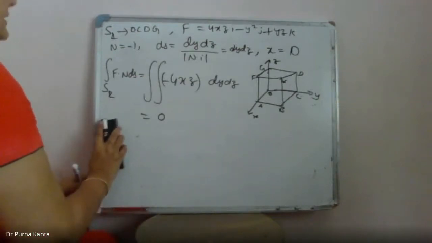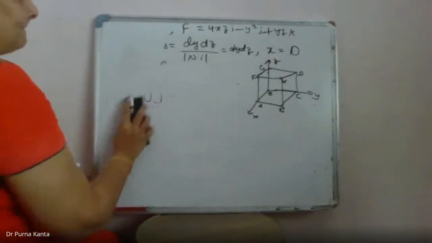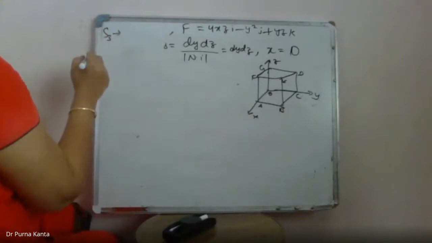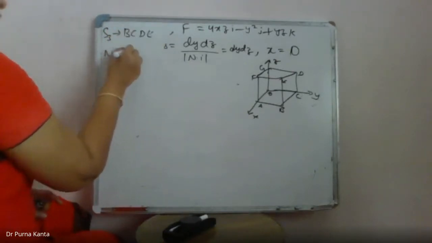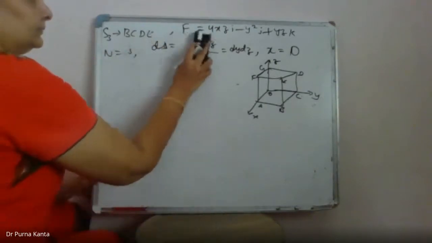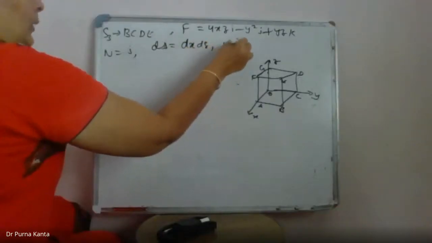Okay, now we go with the surface S3. What is S3? Positive y, BCDE. So n is equal to j in this case, ds is equal to dx dz, and y equal to 1.